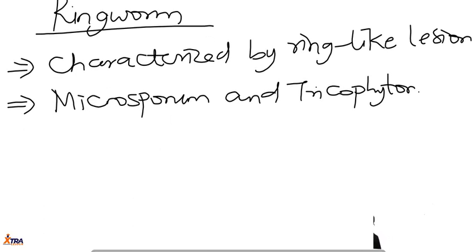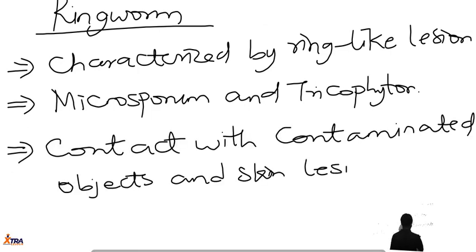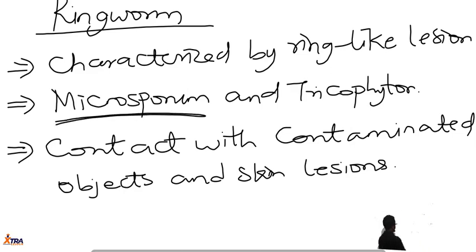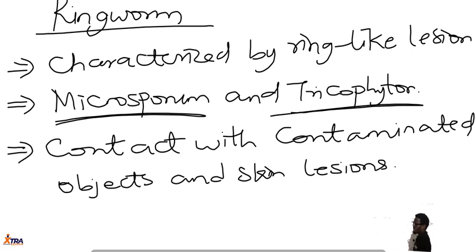Now, how do you get it as well? Same thing. Contact with contaminated objects and infected skin lesions. Both of them will come down with ringworm. So those are the causative agents, the two genera of fungi, Microsporum species and trichophyton species.